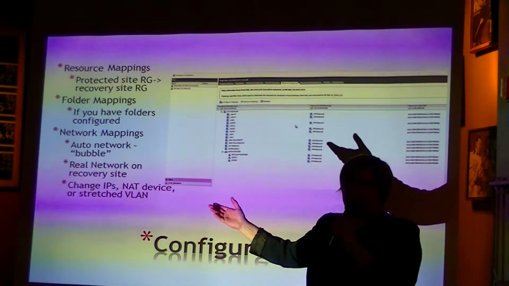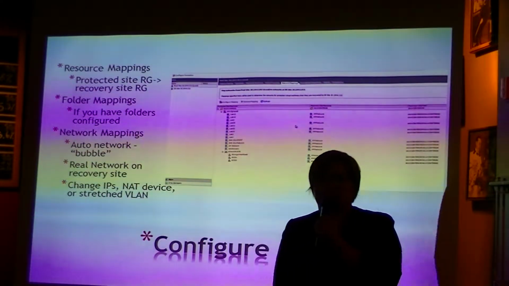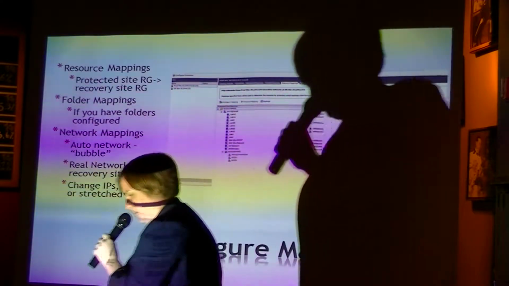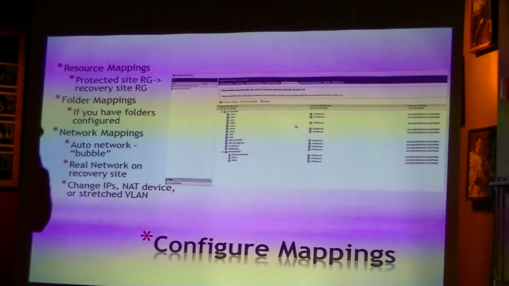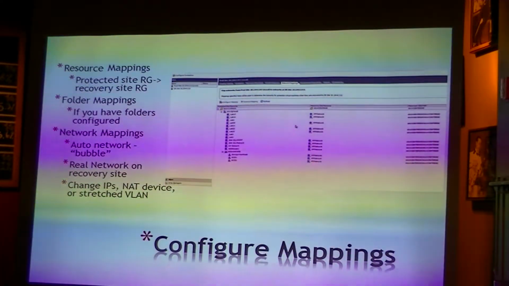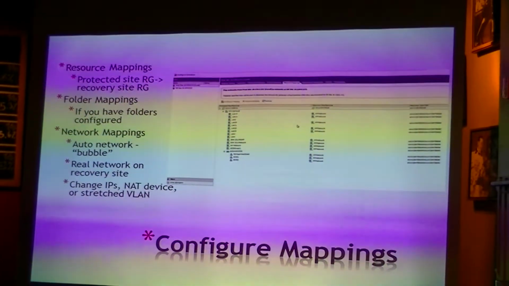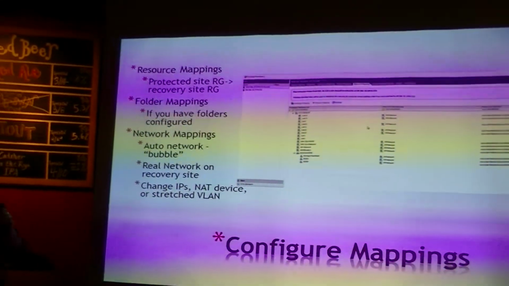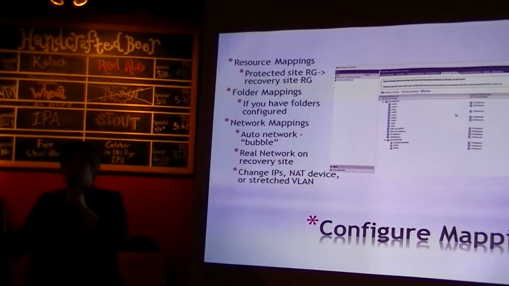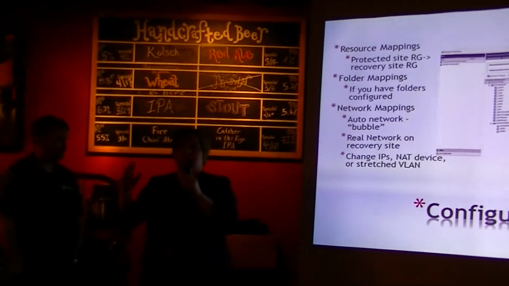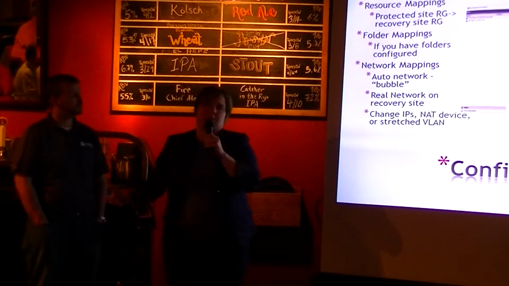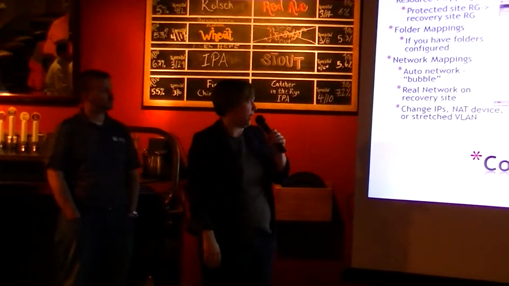You can also configure it to go to a real network at your recovery site. So if you want to test it and still want it to communicate with a physical server perhaps, you can tell it to go to a certain network that you have configured at the other side. And a lot of people will configure this, and there's an option to change IPs that I'll go through later, or use a NAT device at the other side. So you can keep the IPs, but it changes them over. Obviously, we all know how NAT works, I'm sure.